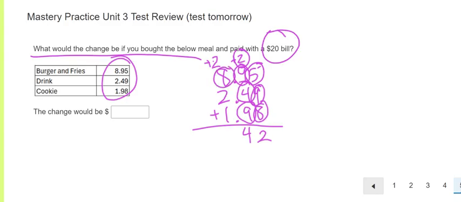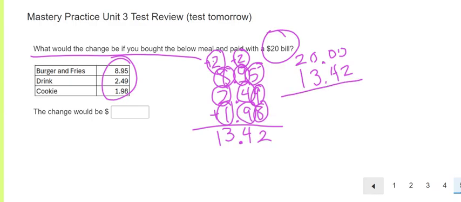So we have 8, 9, 10, 11, 12, 13. So it looks like we spent $13.42. Now, how much change would there be? $20 is the whole numbers, and then we're going to line up the whole numbers and then the decimal place values.